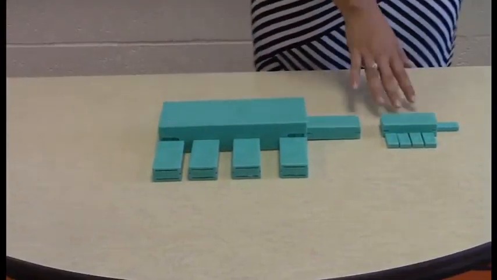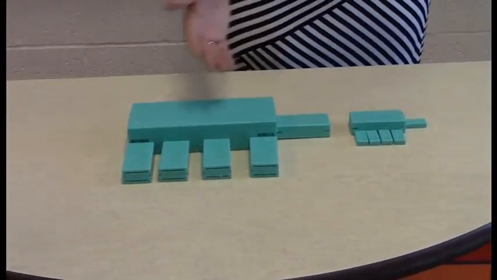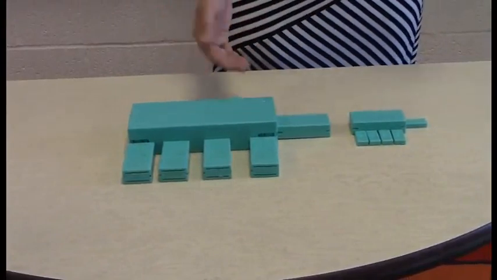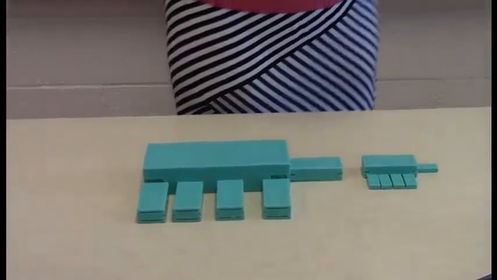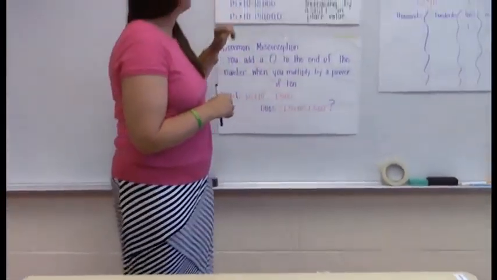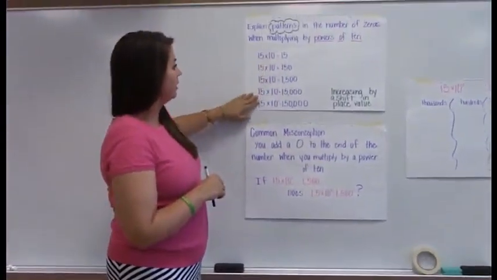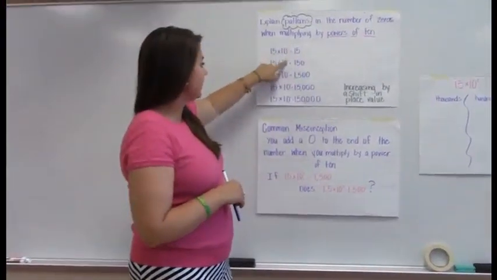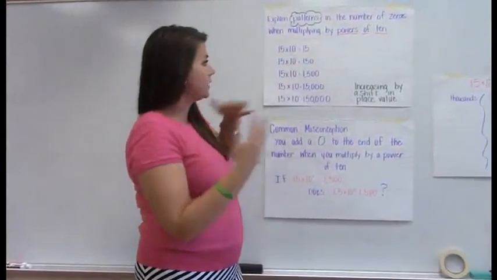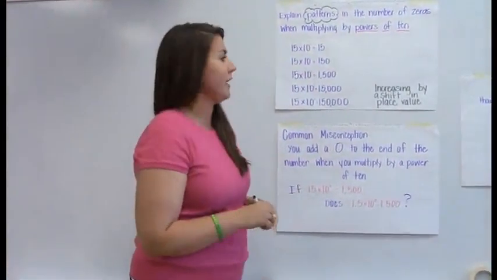So that way they can see that the value has changed, but it still looks very similar. And now I'll show you how we explain that with numbers. If you take a look up at this chart, I've underlined powers of 10 in pink so you can see the different exponents and that exponents and powers of 10 are basically the same thing.